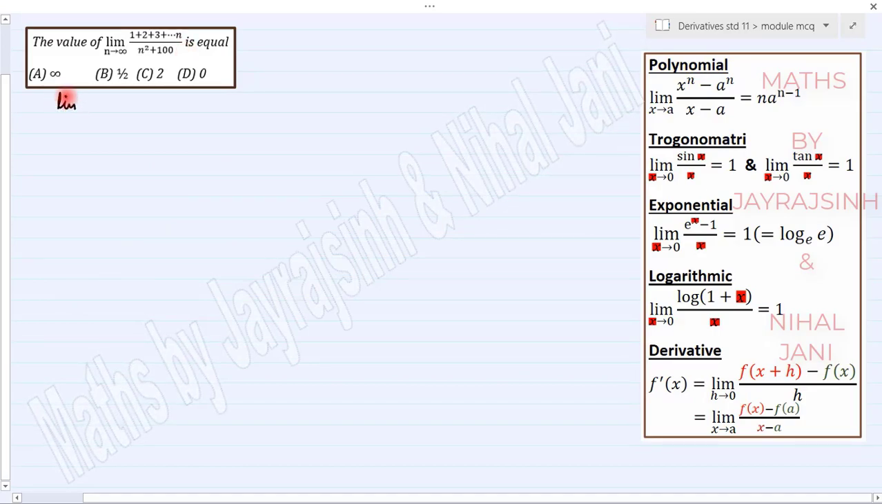Here we have limit n tends to infinity, (1 plus 2 plus 3 up to n) upon (n square plus 100).